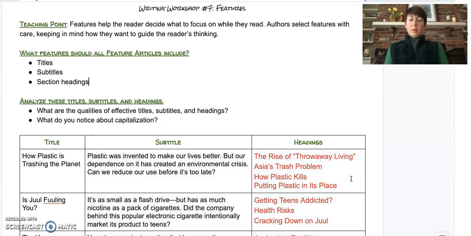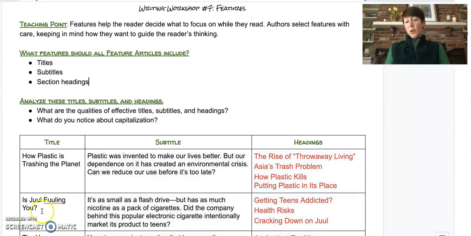Let's compare these to the next article on Juul. So the title: "Is Juul Fooling You?" Now this title's a question. The other one wasn't, so I guess you could do either kind. I also noticed a funny little play on words, which some of you noticed too in your reading summative assessment. Is Jewel fooling you? They spelled fool differently. They spelled it like Juul. So sometimes we see that feature article titles might have a little fun with their wording or be a little clever in the way they word them.